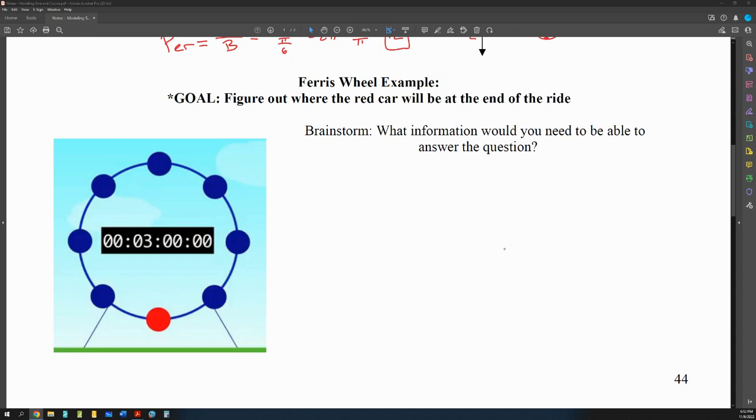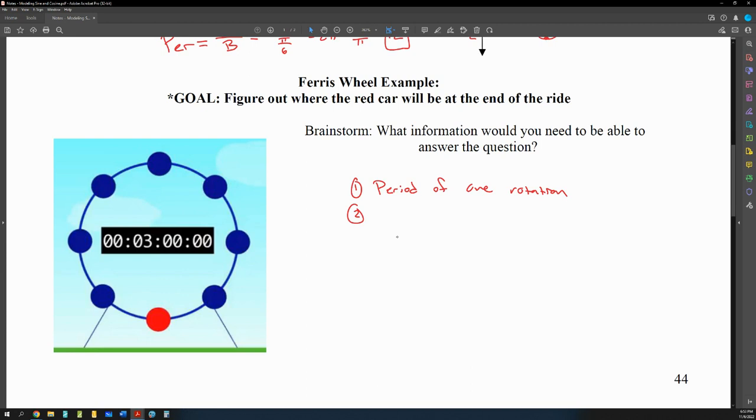A few things that I'm thinking. So some things that we would need to know, one, we'd have to know maybe the period of one rotation. Okay, so if I'm just rotating once around the Ferris wheel, how long is that going to take us to complete one rotation? I also need to know, if I want to know where the car is going to be, exactly where it's at right now.